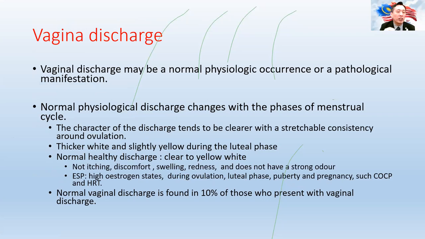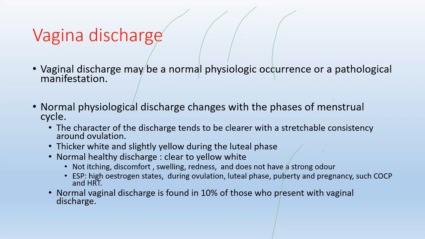Vaginal discharge may be a normal physiological occurrence or a pathological manifestation. Normal physiological discharge changes with the phases of the menstrual cycle. The character of the discharge tends to be clear and stretchable during ovulation, and becomes thicker, white, and slightly yellow during the luteal phase. Normal healthy discharge is clear to yellow or white.